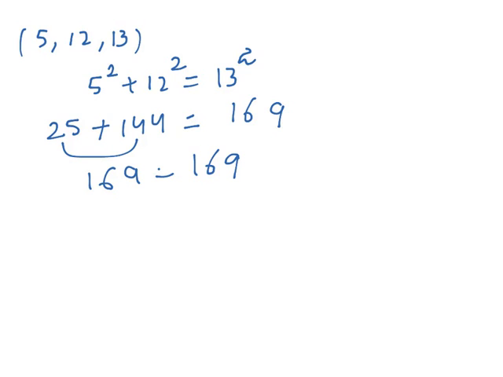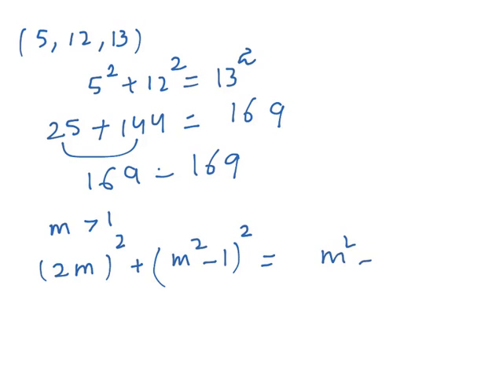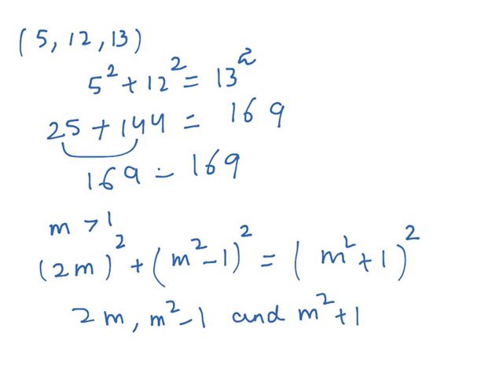And in general, for any natural number, if we have m greater than 1, then in that case (2m) whole square plus (m square minus 1) whole square is equal to (m square plus 1) whole square. So in that case 2m, m square minus 1 and m square plus 1 form a Pythagorean triplet. So to figure out what numbers can be Pythagorean triplets, we can use this formula.